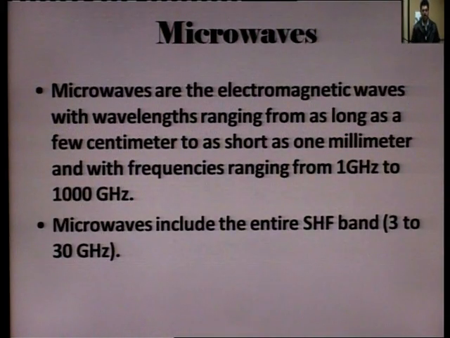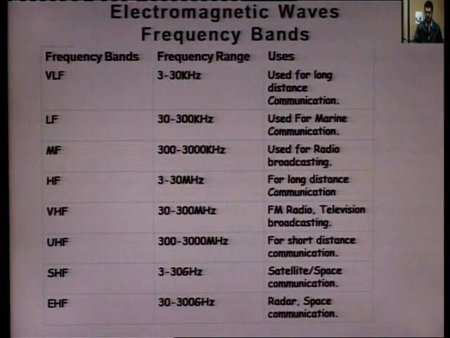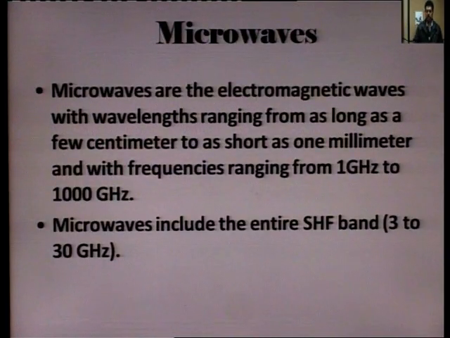So, first of all, what is microwave? As its name suggests, microwaves are basically electromagnetic waves whose wavelength is very short, in the range of a few centimeters to millimeters. Generally, the frequency range from 1 gigahertz upward to 1000 gigahertz, we call microwaves.